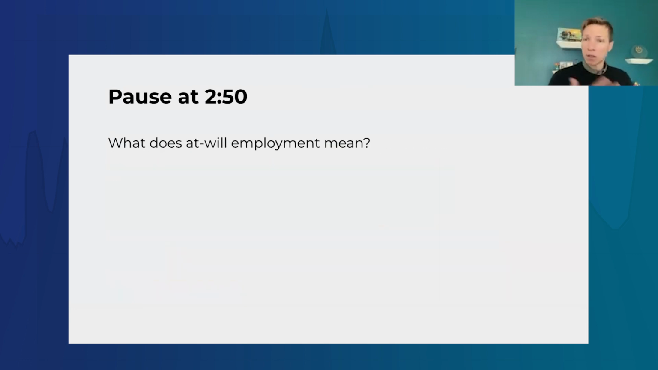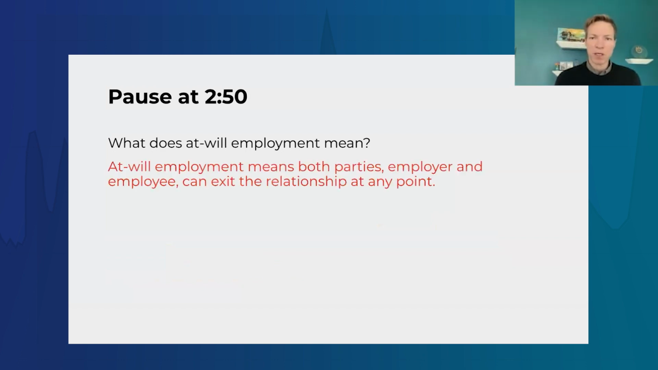All right. So keep playing the video. We'll talk about at-will employment next. So at-will employment means that it's easy for either the employee or the employer to end the relationship. Okay, so if I'm the employee, it's easy for me to leave my job. If I'm the employer, it's easier for me to get rid of workers. All right.